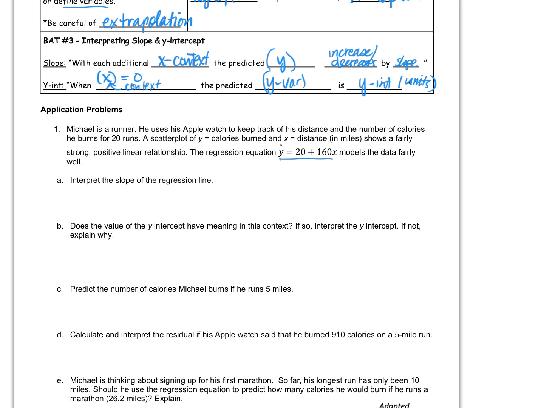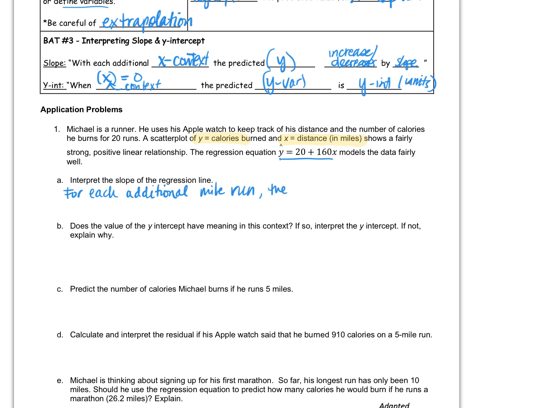All right. So using my interpretation sentence up here, we say with each additional, what is x this time? 160. No, what in context? In context, what is my x value? The distance. Yeah, distance right there. Okay. For each additional mile run, right?